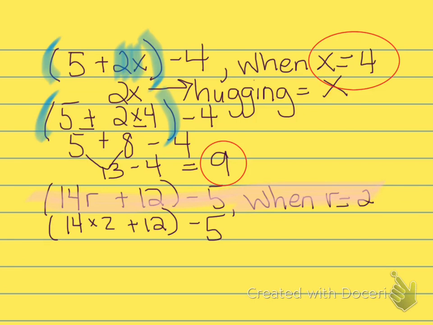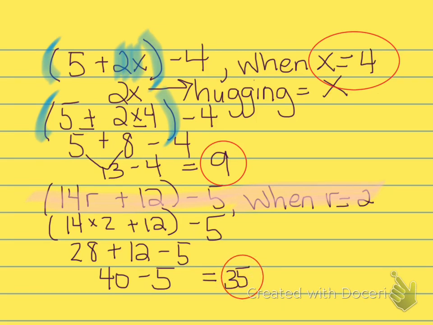Like I just said, if you have parentheses, anything that's multiplication has to be done first. So 14 times 2 is 28 plus 12 minus 5. Okay? So 28 plus 12 is 40 minus 5 equals 35. And 35 is the answer we're looking for, 7th graders. Okay, let's go on to the next one.